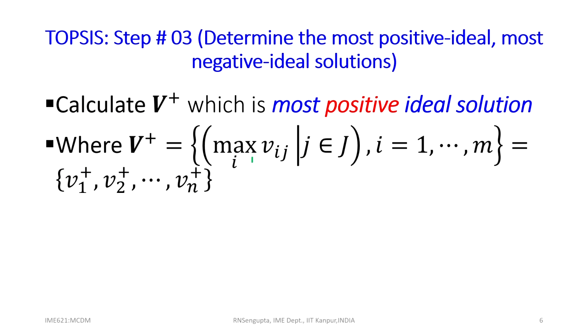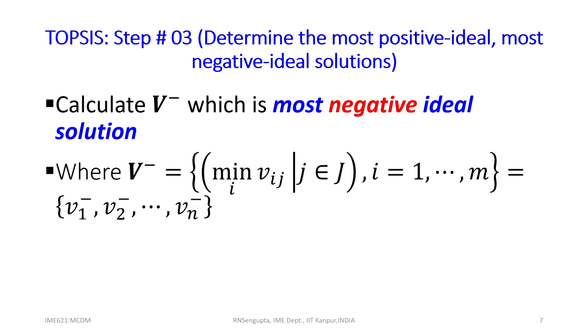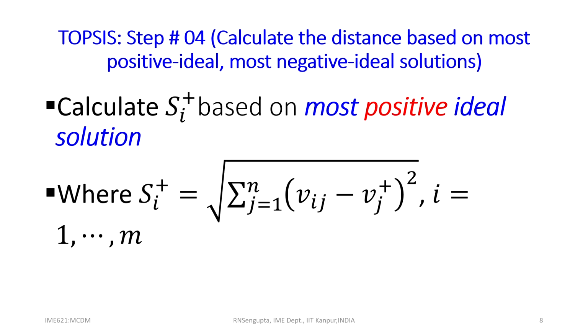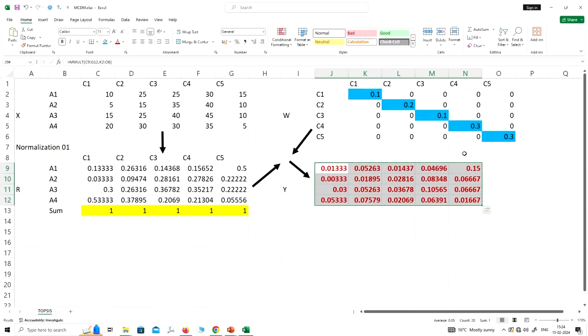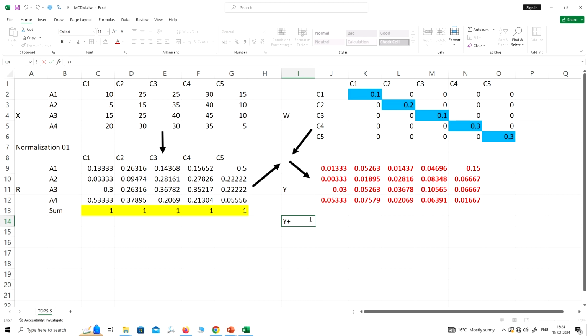So, corresponding to finding the values, for each i equal to 1 to m, I find the max value. I will come to the negative solutions also. I find y plus. Similarly, I will find y minus also. What is my y minus? I will come to that.